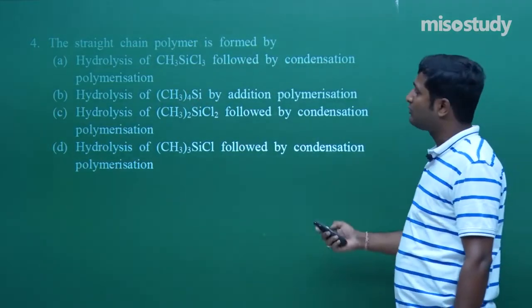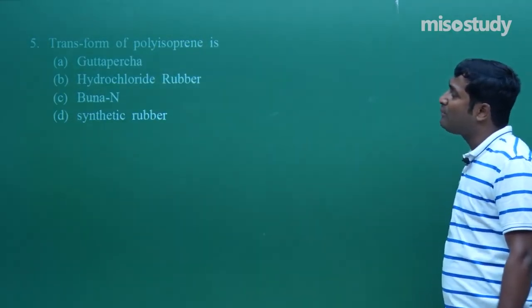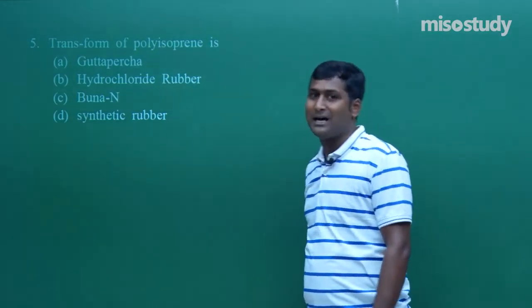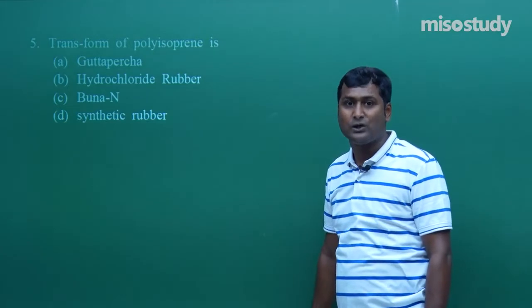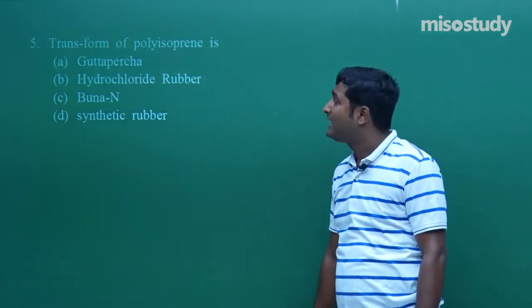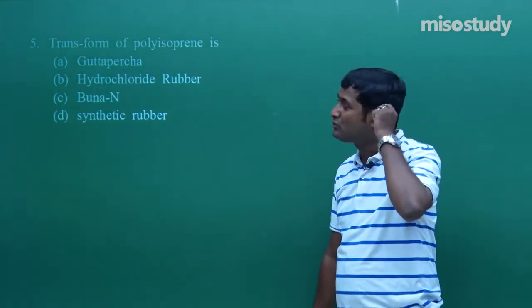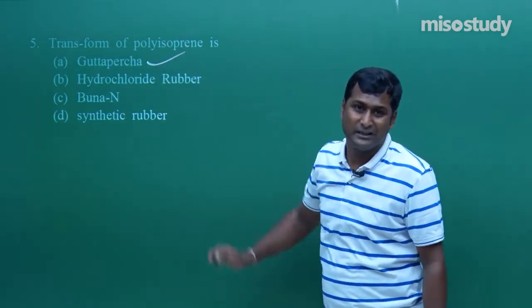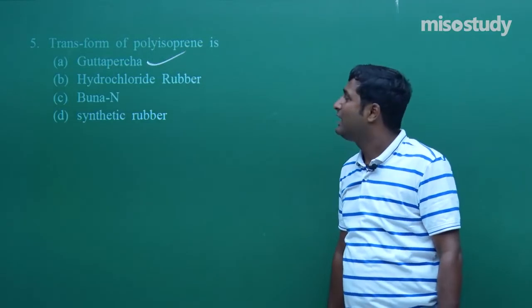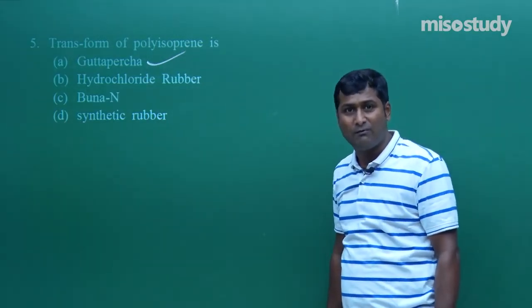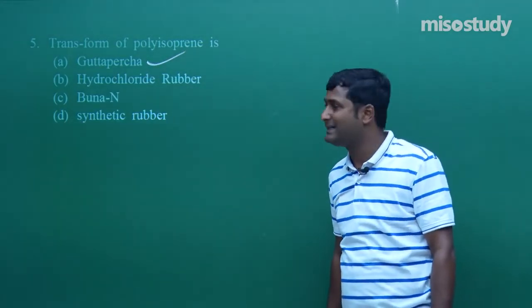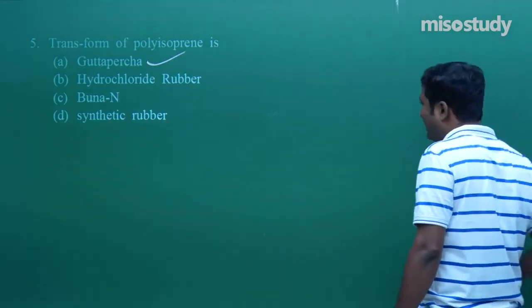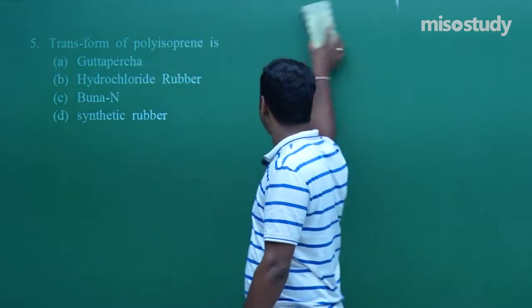Now let's move to question number 5. As we know, natural rubber is cis-isoprene, the cis form, but the trans form of polyisoprene is gutta percha. This is a completely theory-based question. So for question number 5, we can easily say that A is the correct option. Now let's move to the next question.